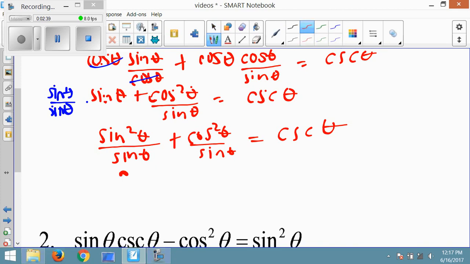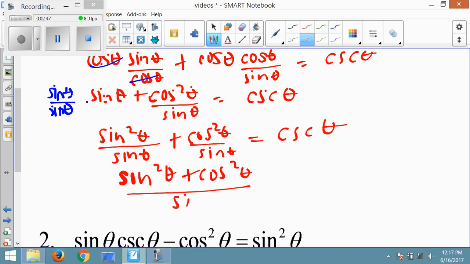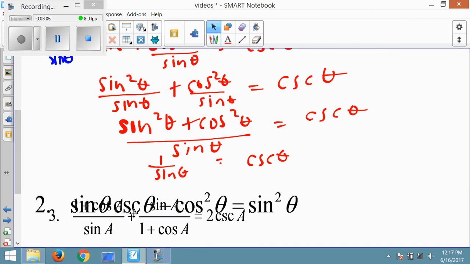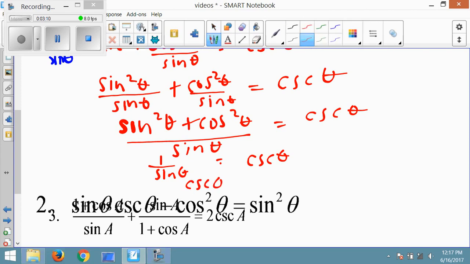So if we add them together, we have sine squared of theta plus cosine squared of theta over sine of theta. And we know that sine squared of theta plus cosine squared of theta is 1. And that gives us 1 over sine, which happens to be cosecant. So your last step should be the exact same thing written on both sides of an equation.